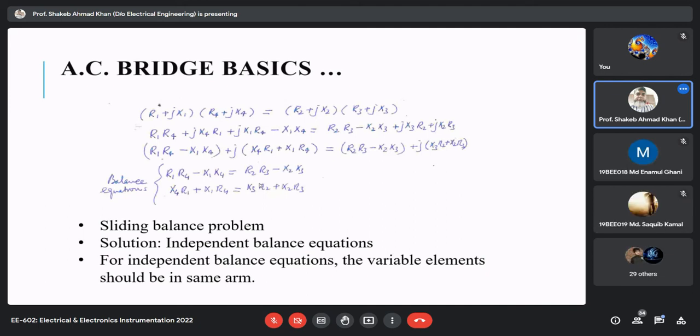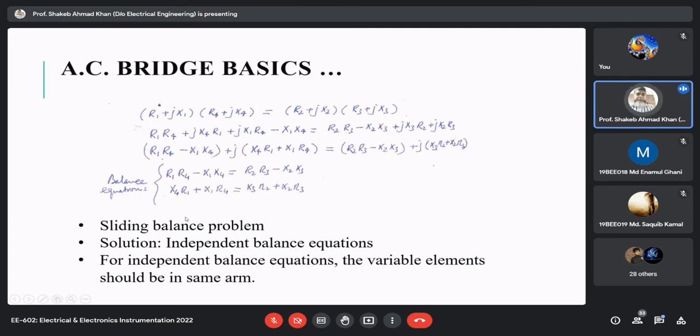Yes, sir. Now the solution is, we are required to make them independent. Means your one equation should have one variable component, and the other equation should have another variable component.